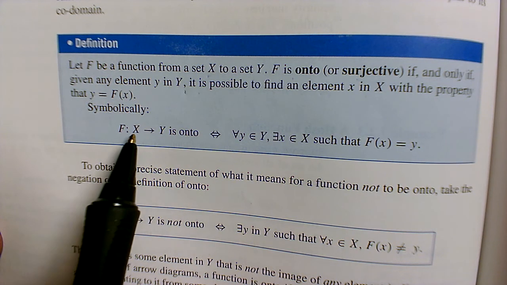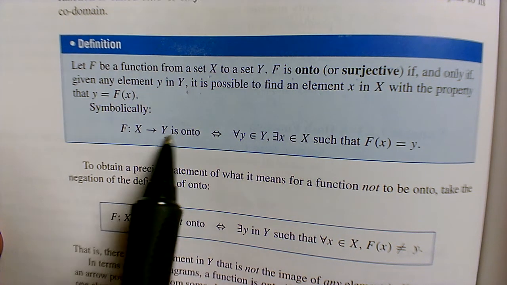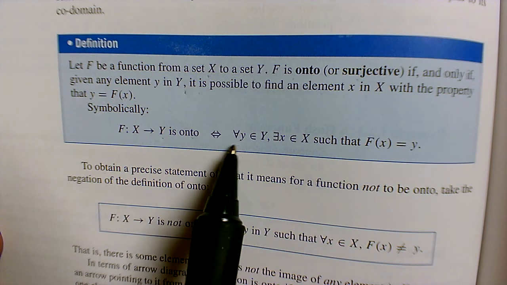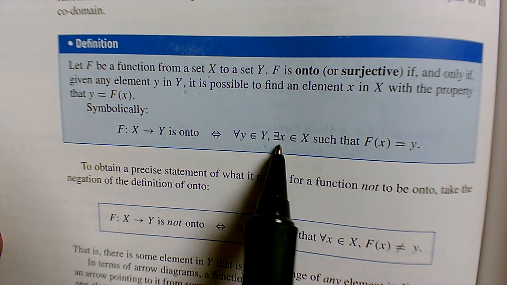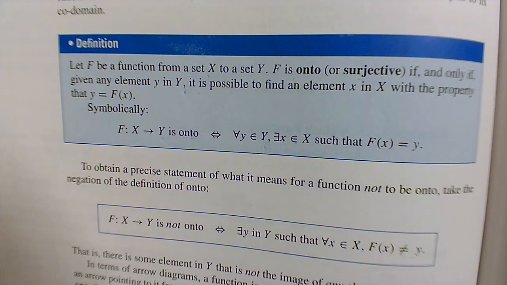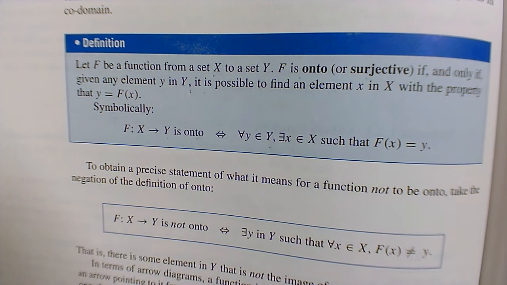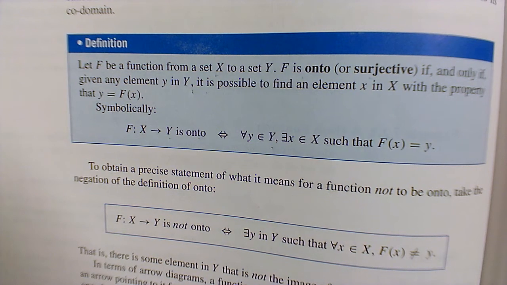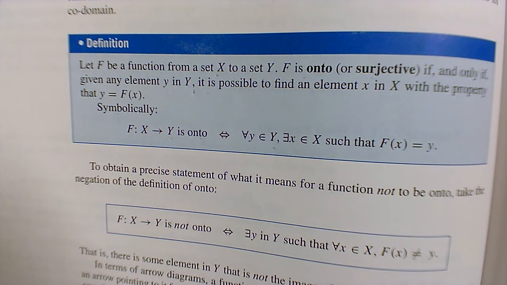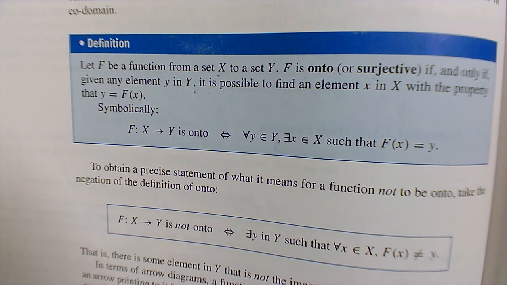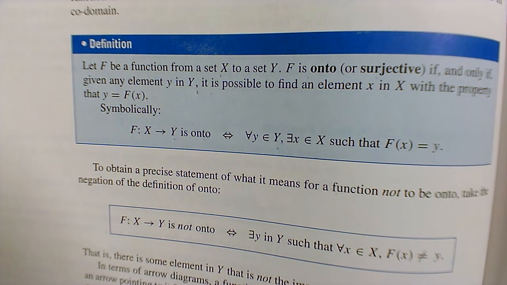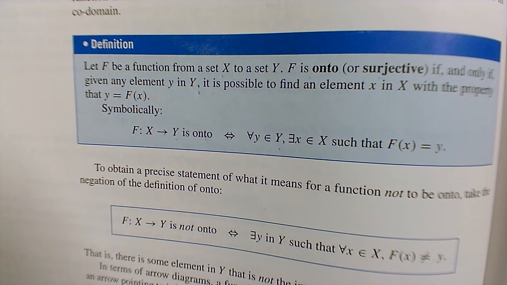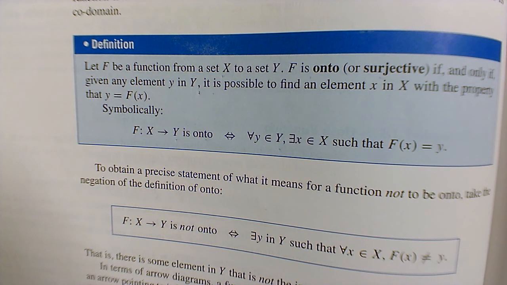Symbolically, that's saying a function going from x to y is onto if and only if for every y that's an element of the codomain there exists an x that maps to it. Well, there's several other ways we can say this. Basically, it's saying that there's an x value that maps to every single y value. Let me say it differently. Every element of the codomain has something that is mapping to it.